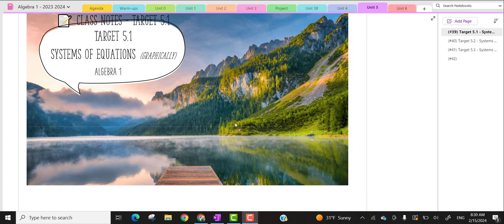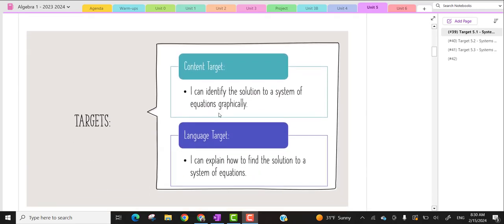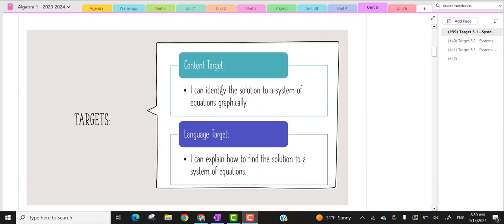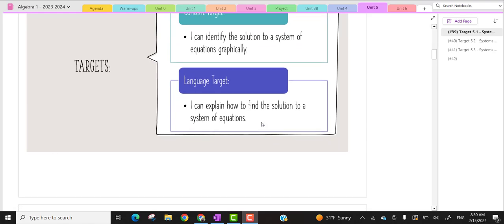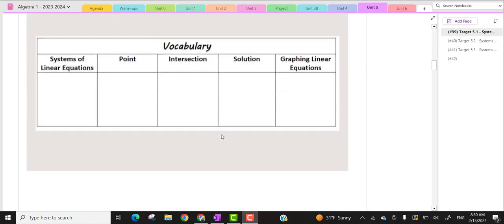Okay, this recording is class notes target 5.1, systems of equations graphically, so using graphs. This is the content target. I can identify the solution to a system of equations graphically, and then the language target is I can explain how to find the solution to a system of equations.